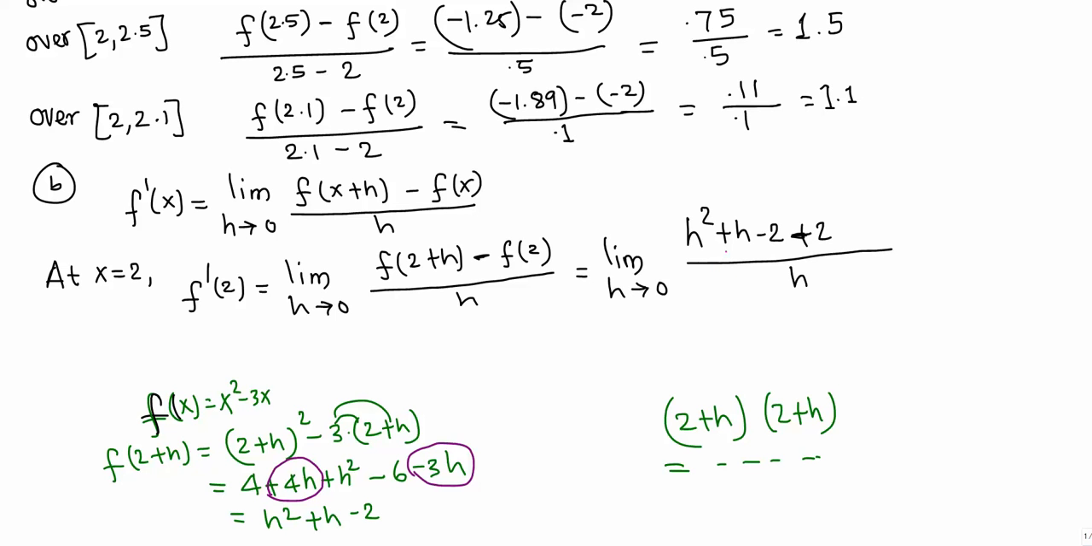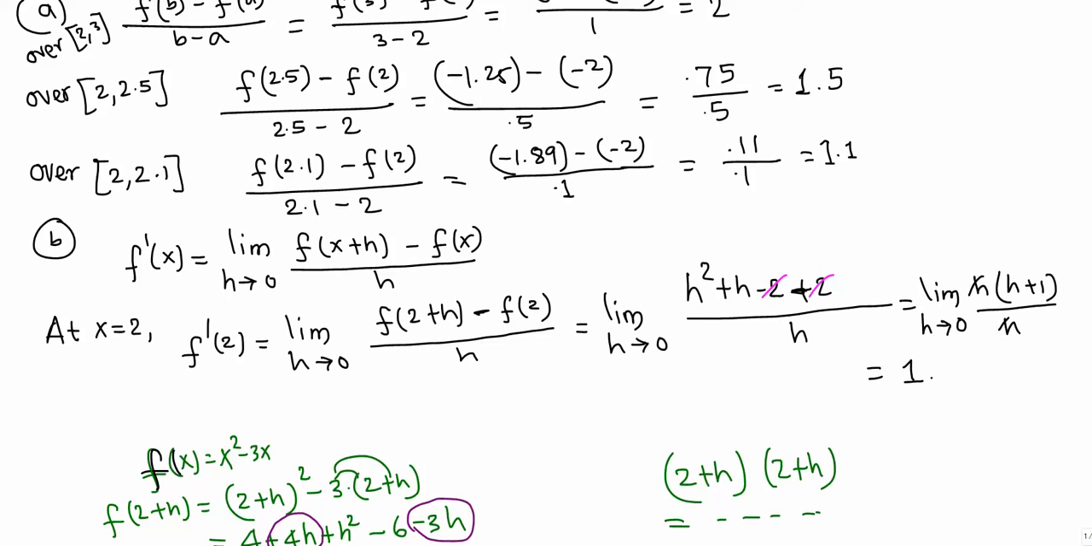Now before we take this limit, we cancel the negative 2 and 2, and from the two terms on top we can factor h out so that we can cancel h from the bottom. That's the limit as h goes to 0 of h squared plus h, factoring h out leaves h plus 1 over h. Now h cancels, plug in h equals 0, so h plus 1 means 0 plus 1 is 1. So the instantaneous rate of change at x equals 2 is 1. Okay, let's go back.